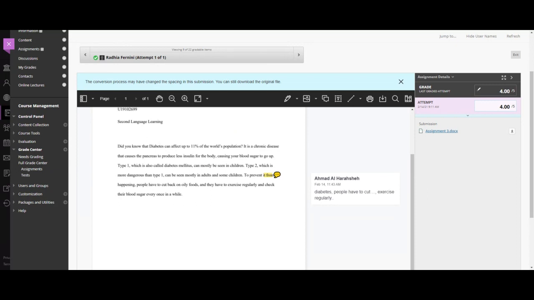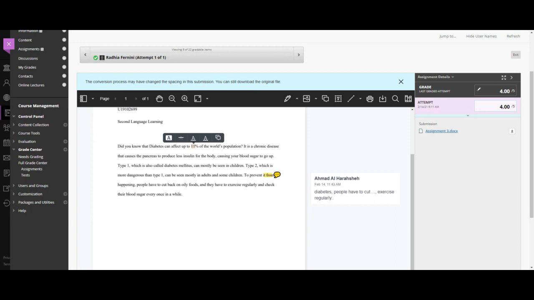Radia wrote about diabetes, and it's very dangerous nowadays. And look at her hook here. Did you know that diabetes can affect up to 11% of the world's population? Excellent, Radia. This is a kind of successful hook. This is a question. Also, she has statistics here. Wow, 11% of the world's population have diabetes. So it's very interesting. This topic will attract you as a reader.